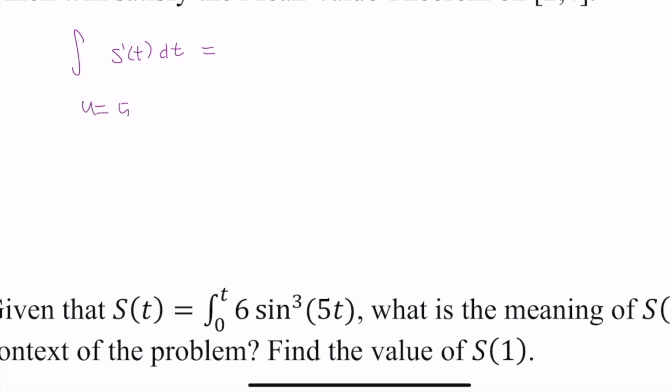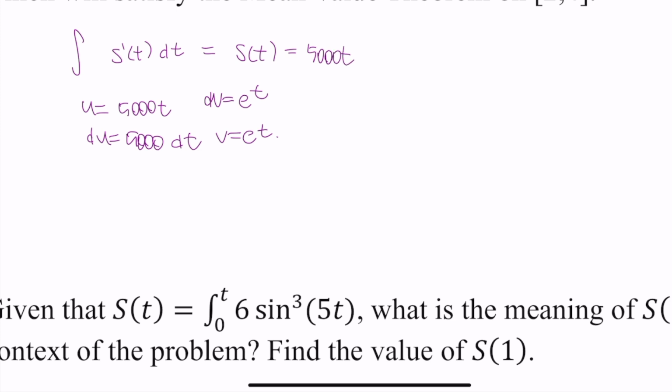So the integral of s prime t dt is going to be equal to: u equals 5,000 t, du equals 5,000 dt, dv equals e to the t, v equals e to the t, right? So s of t is going to be equal to 5,000 t e to the t minus the integral of 5,000 e to the t dt. That's going to give us 5,000 t e to the t minus 5,000 e to the t plus c.